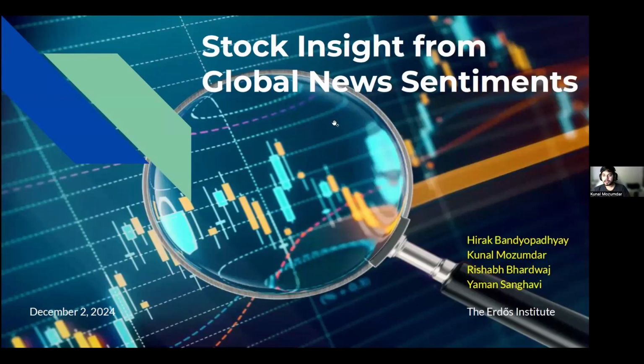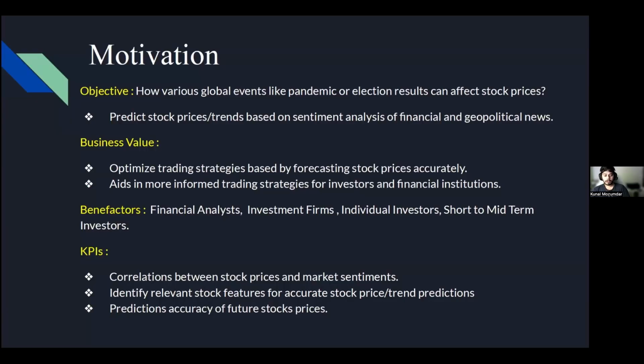Today we present our project Stock Insights from Global News Sentiments, which focuses on leveraging sentiment analysis to predict stock price movements. Global events such as pandemics and election results can significantly affect stock prices. Our objective is to predict stock trends based on sentiment analysis of financial and geopolitical news. The project aims to optimize trading strategies and assist investors in making informed decisions about their stocks.